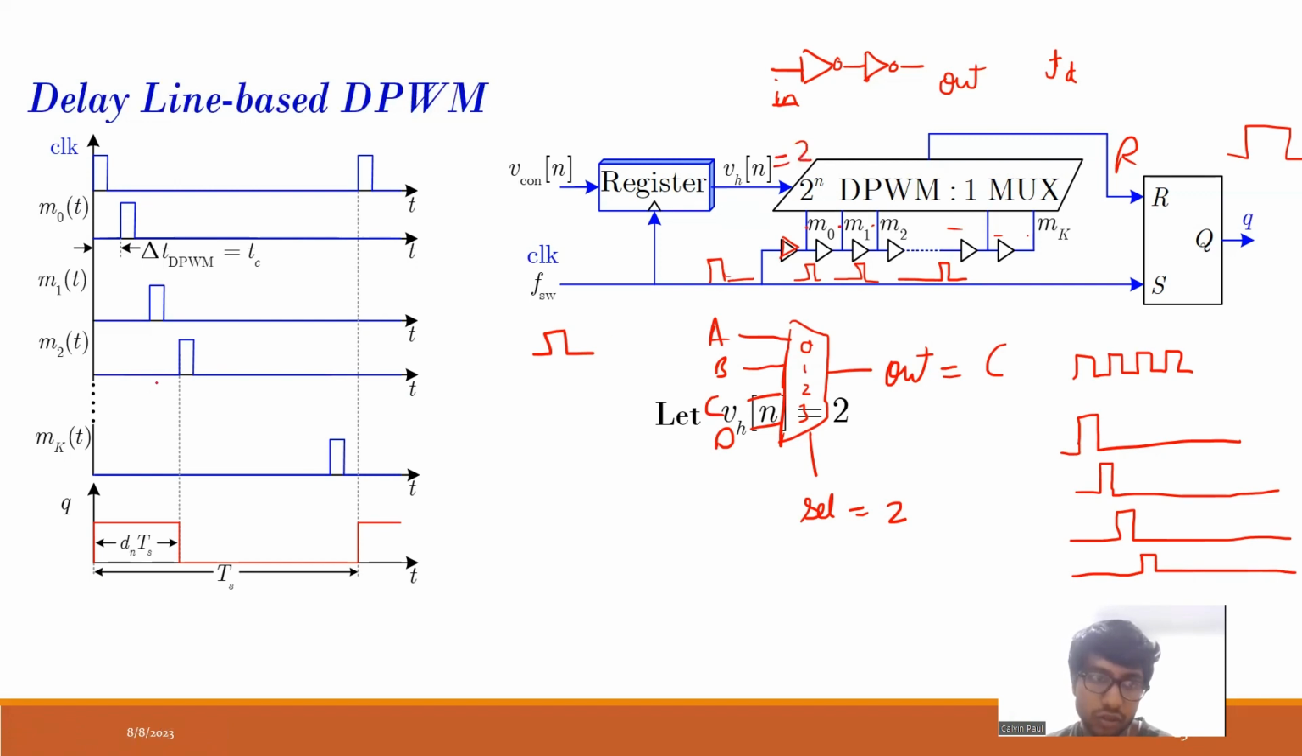If VHN over here is equal to 2, at this instant, for my reset, let us assume this is my set pulse. My set pulse is coming over here. This FSW clock is also my set pulse to my SR flip-flop, SR latch. So I give the set pulse, my switch turns on. And my reset pulse, I have selected it to be equal to M2 of T. And then when this pulse comes, it gets reset and it turns off. So this is how I'm using a delay line based DPWM. Any doubts in this?